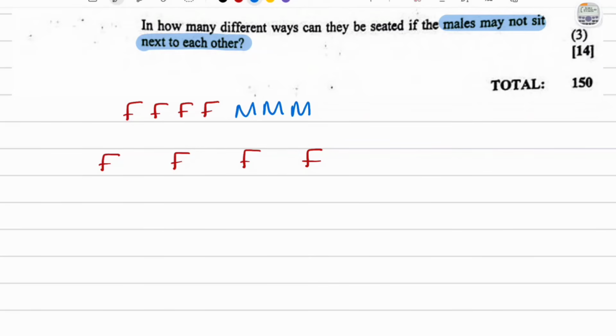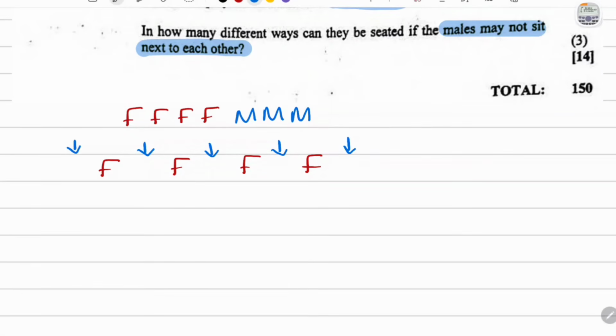The only places to place them, I see 5 places that we could put them. We could put them here. You could put a male there. You can put them here, here, here, and here. So if they're in between the females like that, in any of these 5 places, then they're not going to be next to another male. So the males can be seated in these 5 places.